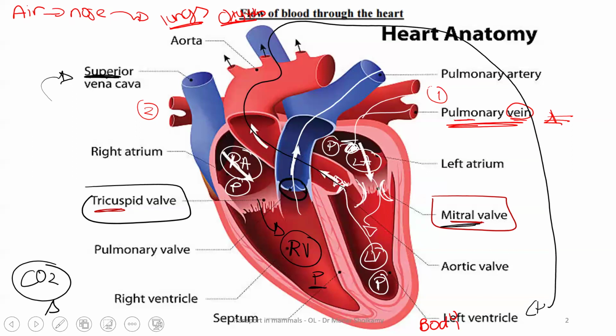It's called pulmonary artery because where is it going? To the lungs. And it's called an artery because it's moving away from the heart. I'm done. I'm finished. Okay?